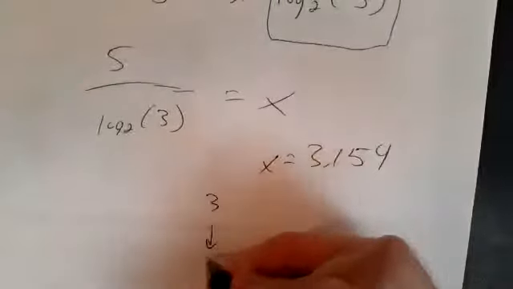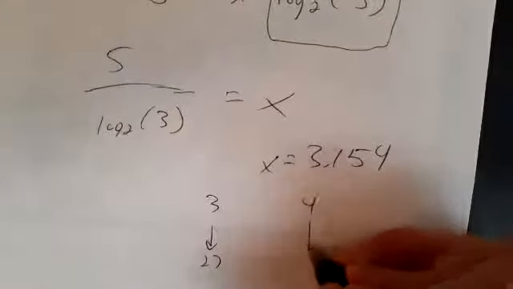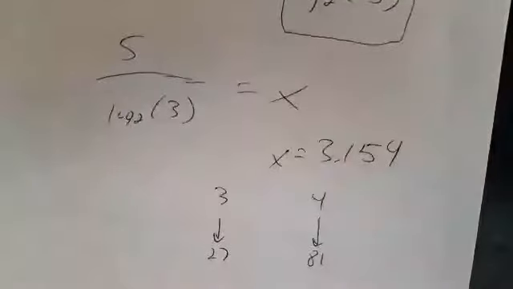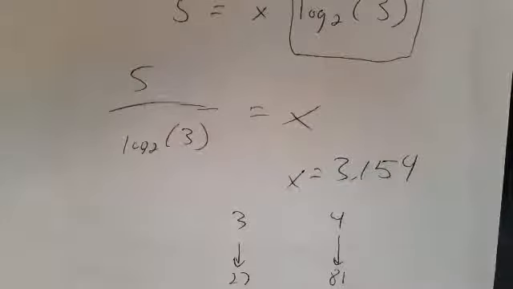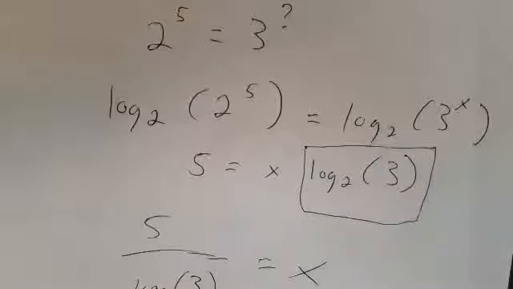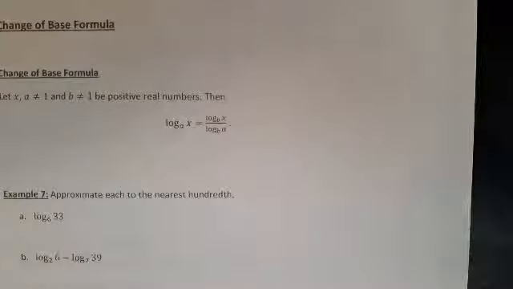Which hopefully makes a little sense. Because if 3 is going to 27 and 4 is going to 81, 32 is going to be a bit closer to 27 than it is to 81. So you can kind of guess where these numbers are going to be a little bit. But there you go. If we have fractional powers, we can absolutely go from one base to the other. It does not work with exponents, but it works with fractional powers.